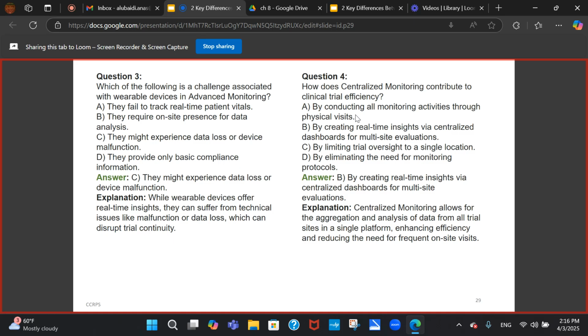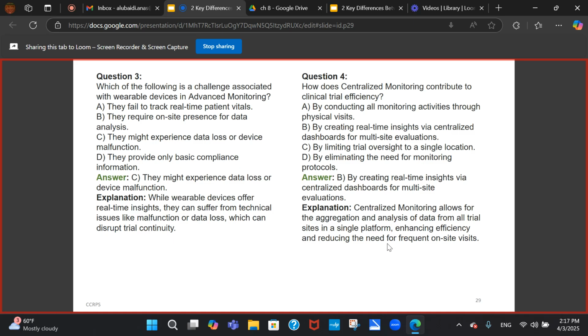B, by creating real-time insights via centralized dashboards for multi-site evaluations, mostly this one. C, by limiting trial oversight to a single location, no. D, by eliminating the need for monitoring protocols, also no. So B, as we said, by creating real-time insights via centralized dashboards for multi-site evaluations. Explanation here: centralized monitoring allows for the aggregation and analysis of data from all trial sites in a single platform, enhancing efficiency and reducing the need for frequent on-site visits.